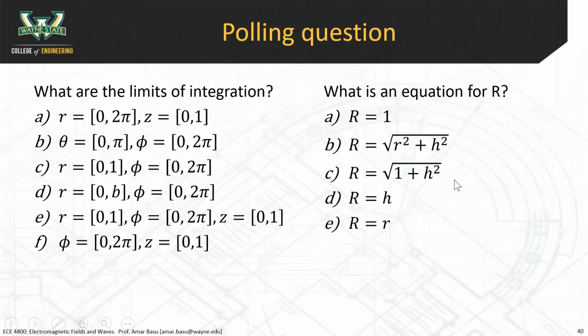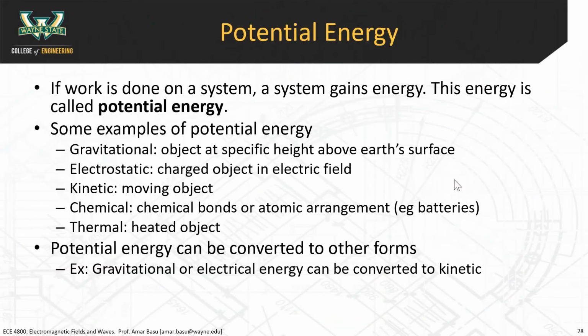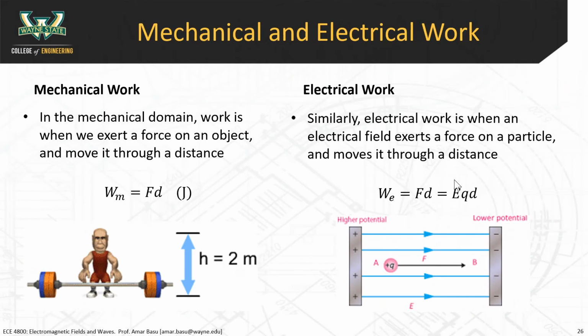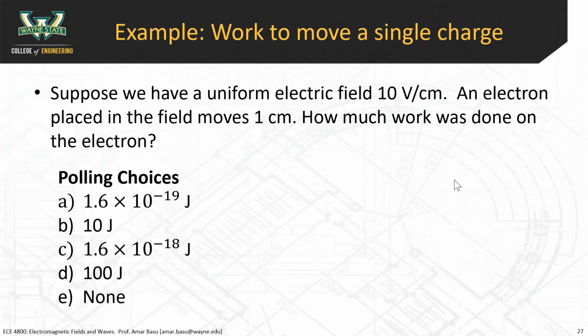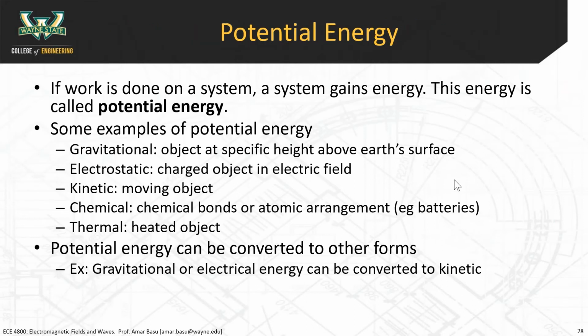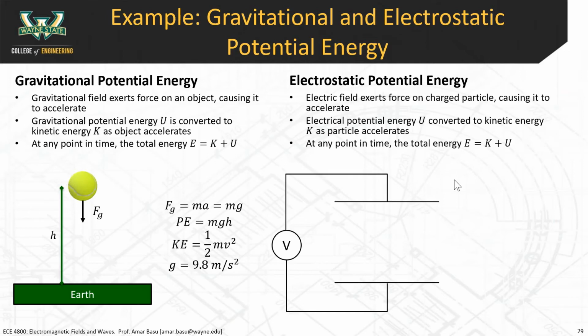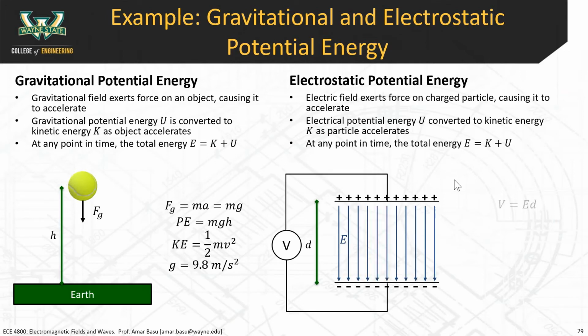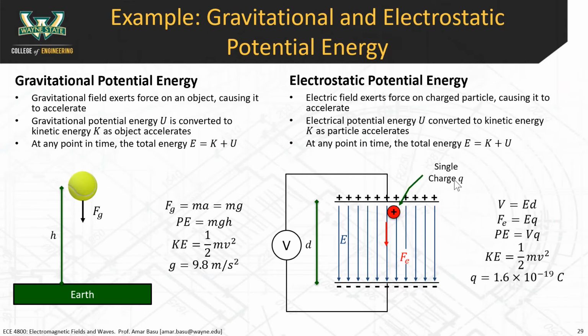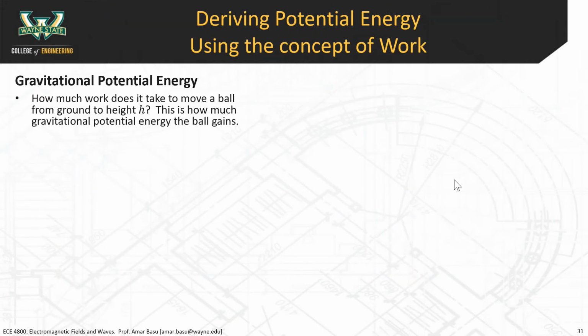So let's back up for a second. Quick recap of what we did last time. We talked about mechanical versus electrical work. In both cases, the work is given in joules. We talked about the work required to move a single charge. That was an example problem. We talked about potential energy and how you have gravitational and electrostatic potential energy and how they are similar to each other and how they are different. We talked about deriving the potential energy using the concept of work.